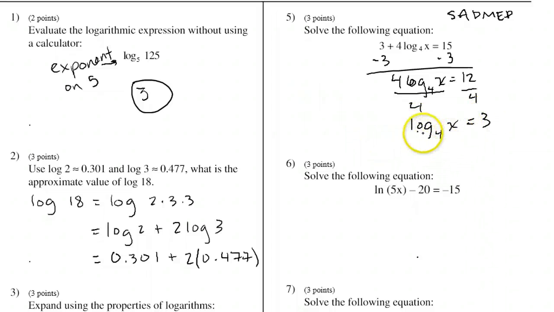And last, to cancel out a log, we have to exponentiate, meaning you turn it into an exponent with the same base of 4. So what I do to one side, I do to the other. That makes the log cancel, and I'm left with x is 4 to the 3rd, which is 4 times 4 is 16, times 4 is 64.